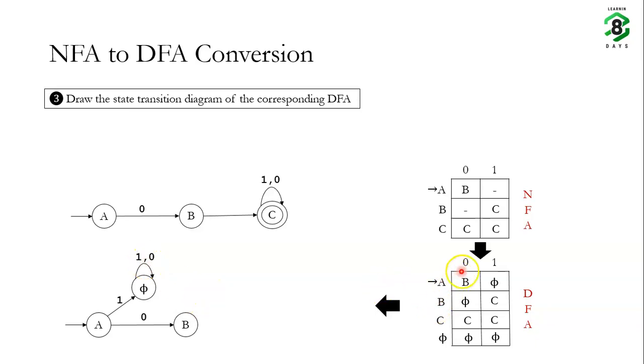Now on state B with input 0, we take the system to state phi, and with input 1, it goes to state C. Remember, state C was a final state in the NFA, so it will be a final state in the corresponding DFA. Now on state C, if we receive input 0 or input 1, we will remain in that state. So this is the design of the DFA, which is equivalent to this NFA. In other words, we have converted this NFA to its corresponding DFA.